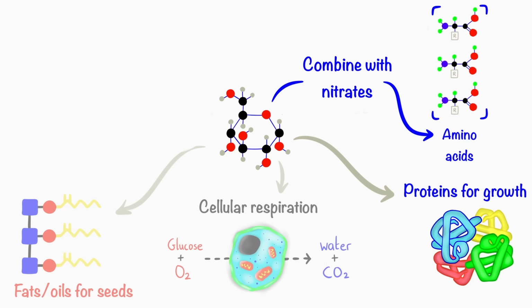Fourth, plants can combine glucose with nitrate ions absorbed from the soil to make amino acids. These amino acids are then assembled into proteins. Proteins serve many vital functions, including acting as enzymes that control chemical reactions in the plant.